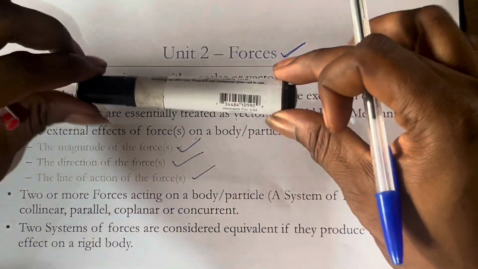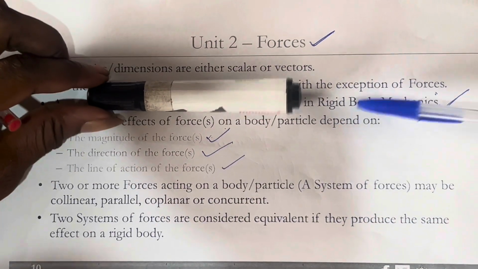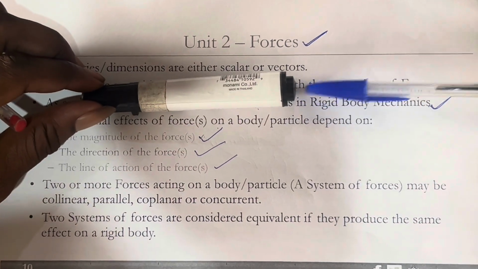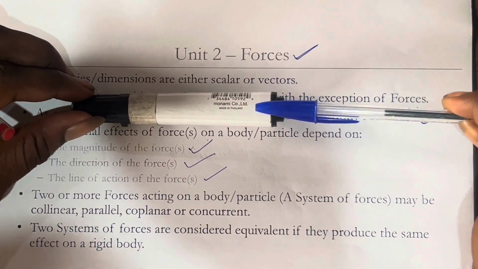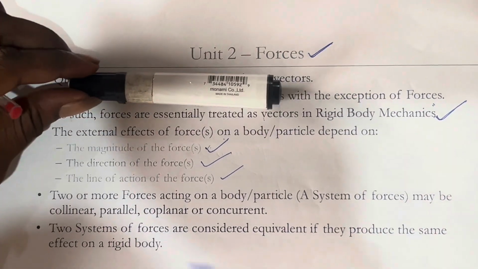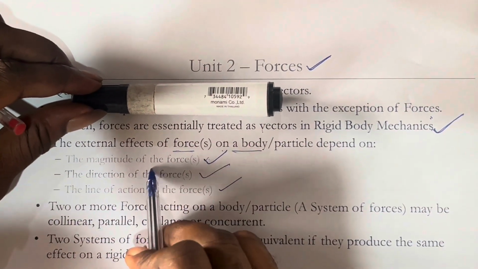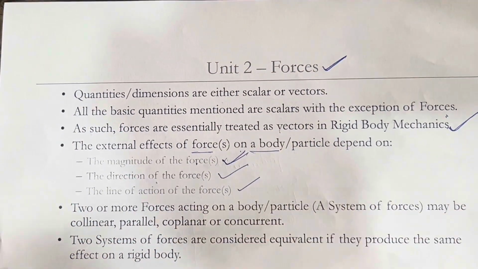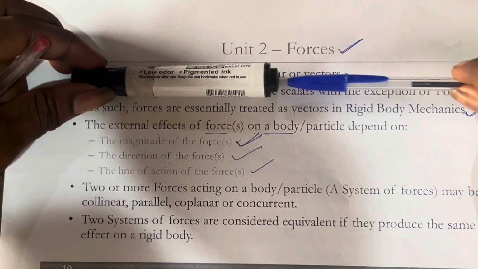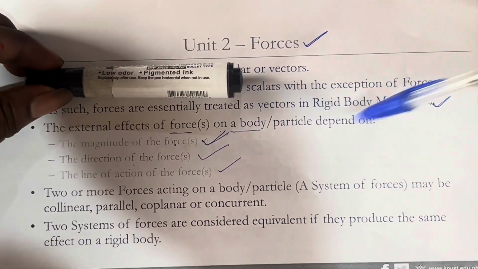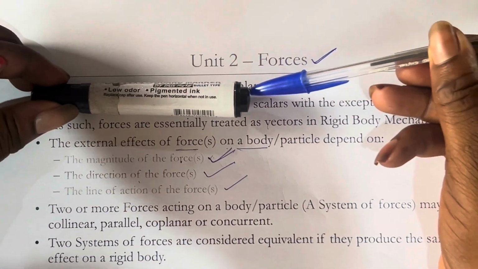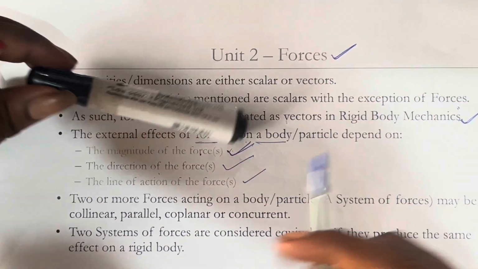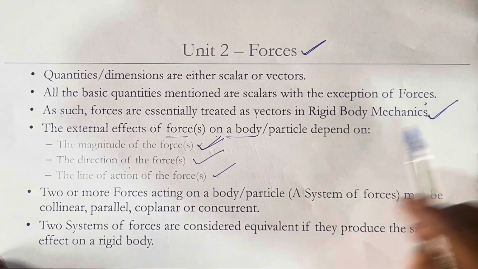So for instance, I have this particular marker here. If I apply a force in this direction towards the marker, you realize that depending on the magnitude of the force, it will either change the shape or the direction of the marker. So the external effect of forces on a body depends on 1, how much force I am introducing on the body, which is the magnitude. What is the direction of the force I'm coming from? Coming from a horizontal direction, the effect on the body will be different from me coming at an inclined angle, or coming vertically on the object. So the direction of the force matters, and the line of action of the force also matters.